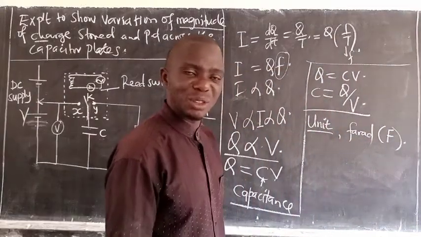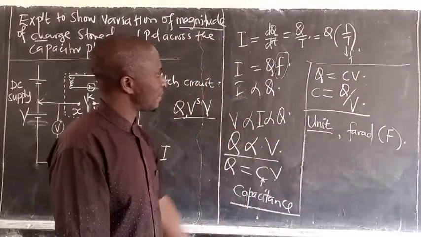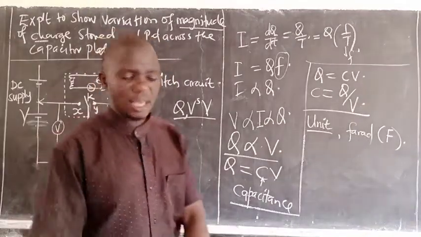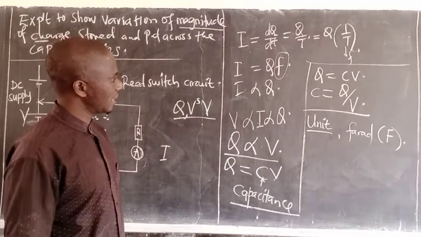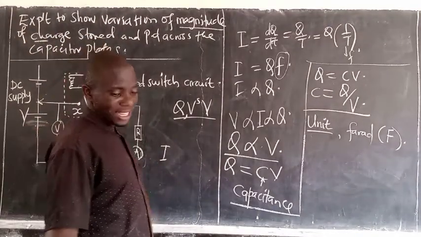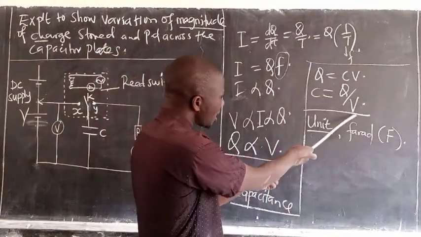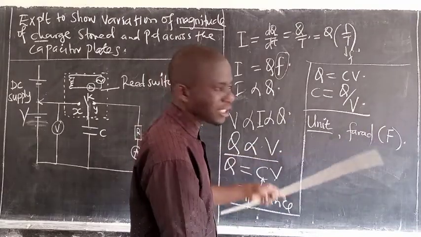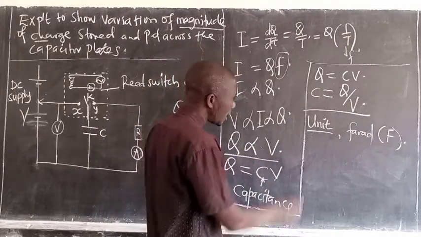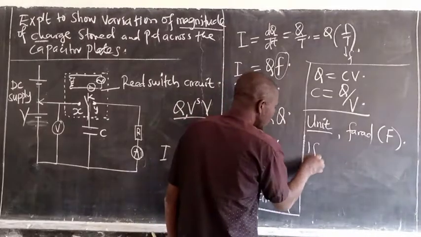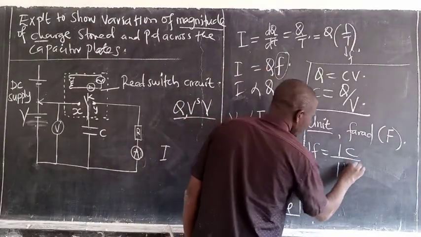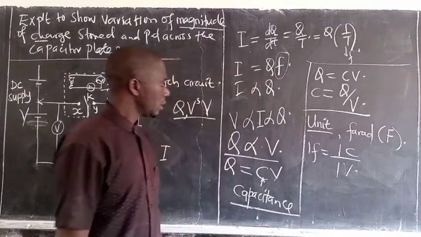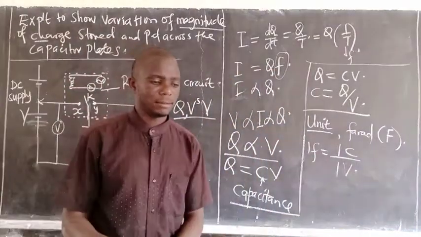That's the unit of what? Of the capacitance of the capacitor. Then what is now a farad? What is a farad? You realize that if charge is 1 and the potential difference is 1, the capacitance will be 1. And that's what will give us 1 farad. It will be 1 coulomb per 1 volt. Okay? So what is a farad?